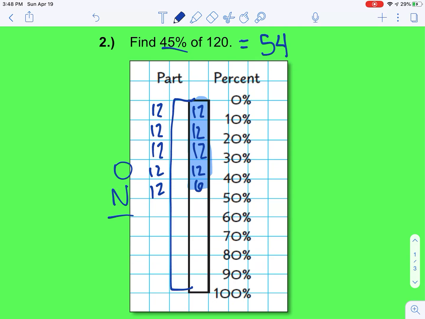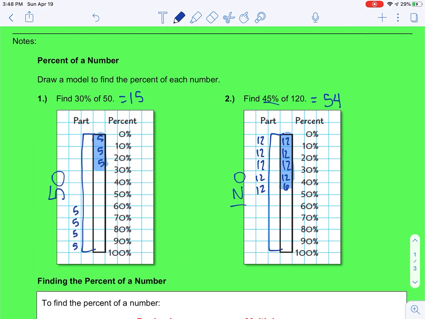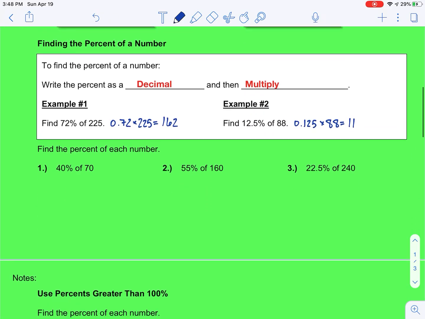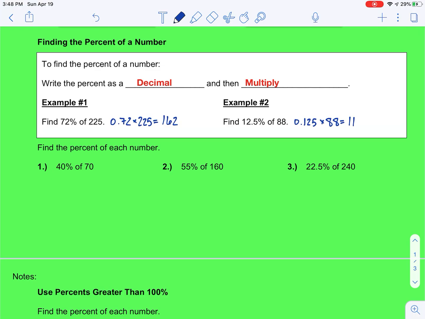Okay. All right, let's take a look at our examples here in some direction. So to find a percent of a number is pretty easy. What I'm going to do is write the percent as a decimal. Remember, to write a percent as a decimal, we just divide by 100. And then I'm going to multiply.